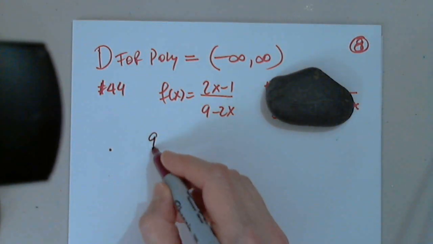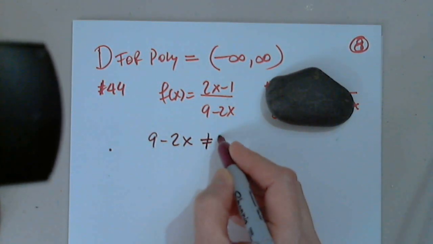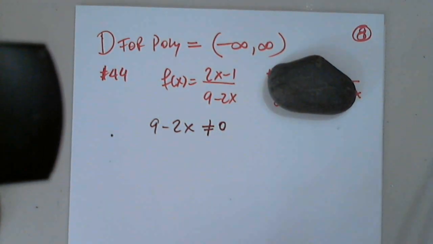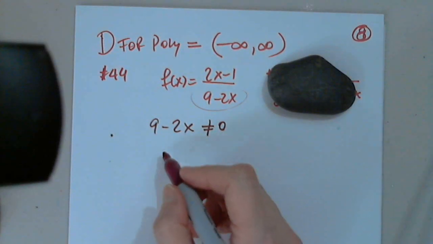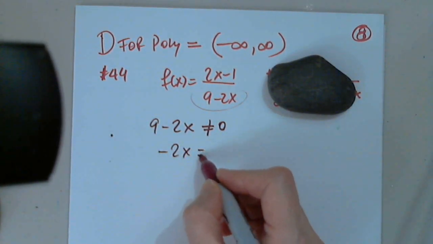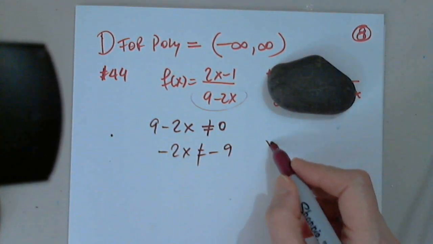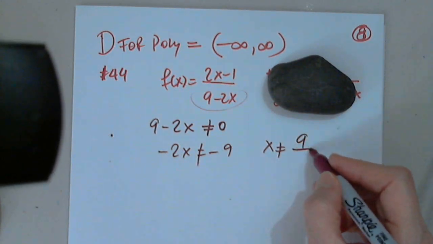9 minus 2x cannot equal 0. Awesome. This is what we have to write first. The denominator cannot be 0. And then we move 9 to the other side. And then we divide by -2.